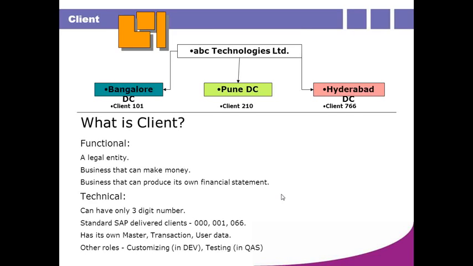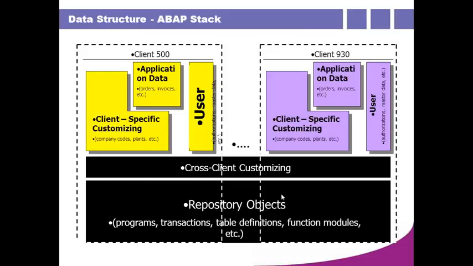Right. I'm moving to the next slide. No questions? We will see the data structure of the client, how the system structure will be. As you're seeing in the picture, each client will have three important data areas: user master data, application data, and customizing data.